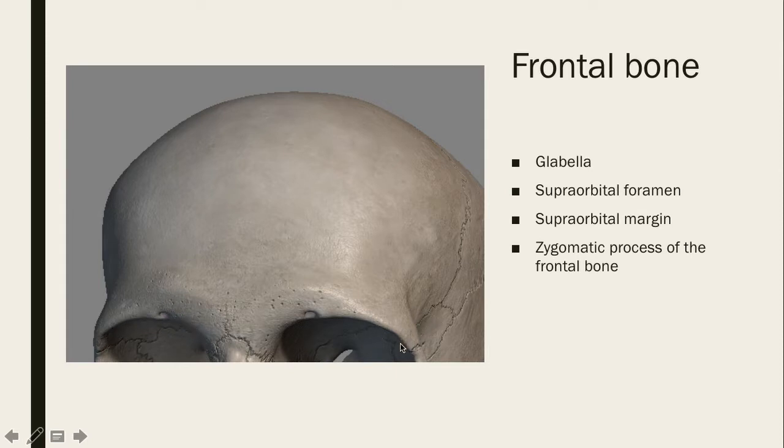And then right here, we have the zygomatic process of the frontal bone, and that's on both sides. That's right before the frontal bone meets the zygomatic bone. So it's called the zygomatic process of the frontal bone.